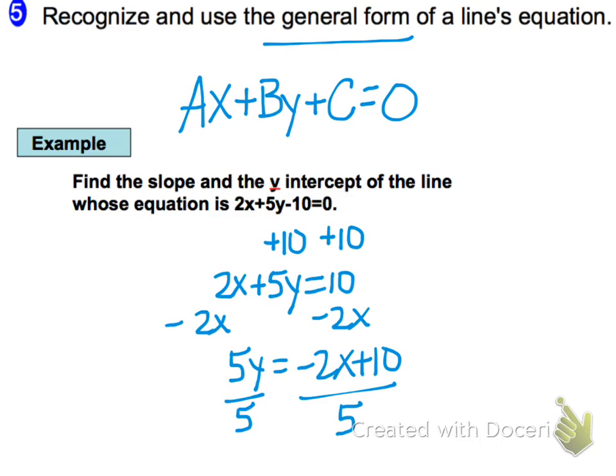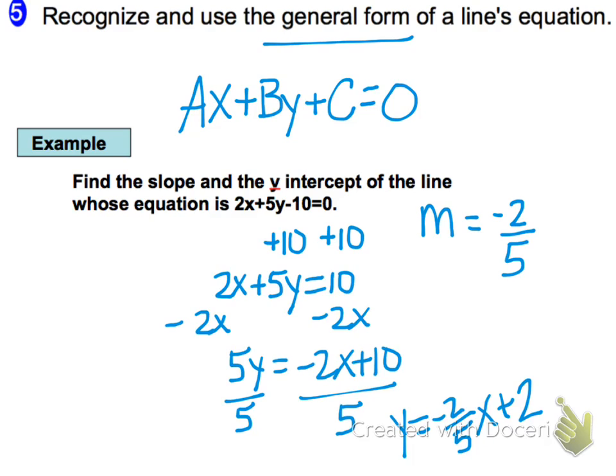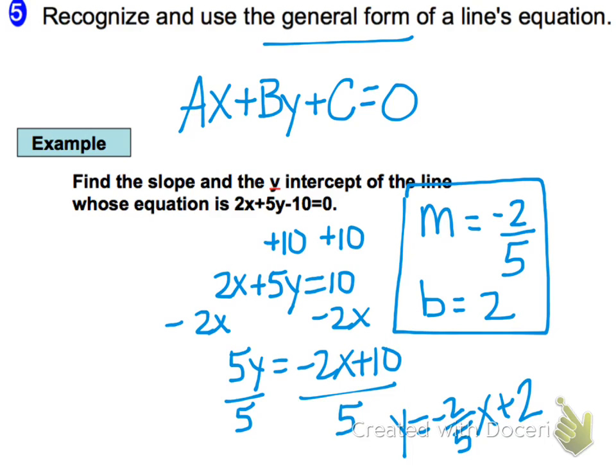Now in that case, we'll divide both pieces by 5. So we get negative 2/5 x plus 2. So in this case, our m, our slope, would be negative 2/5, and our y-intercept b would be 2. So you can see we can take a line in general form and we can change it to slope-intercept form to give us the information we need.